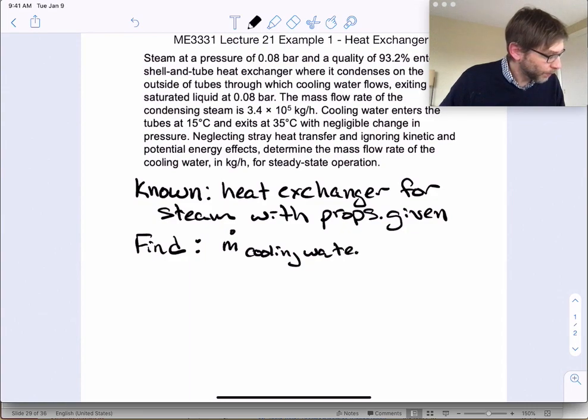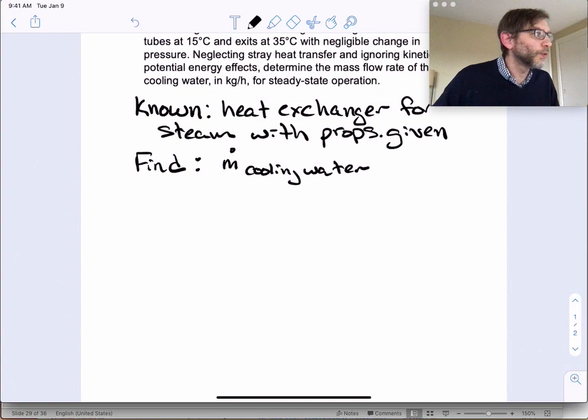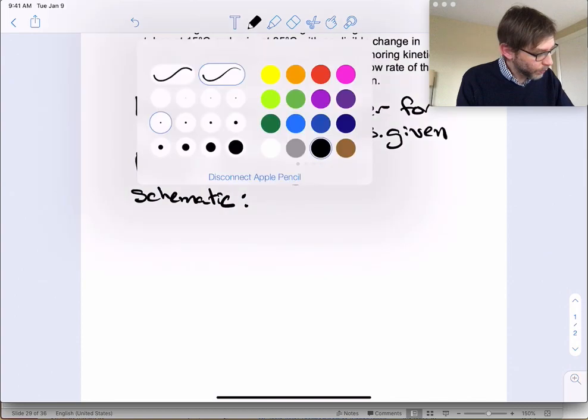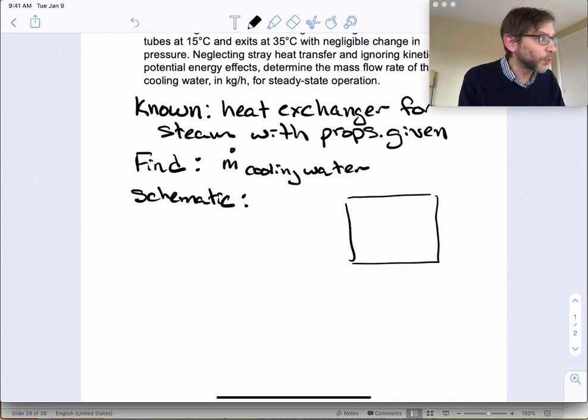Okay, great. So let's move on to the problem. So let's make a schematic. I think we already had this, but let me just do it again. I'm going to use a smaller pen so I can get it looking better. So let's see, we have a box heat exchanger. It's a shell and tube heat exchanger.